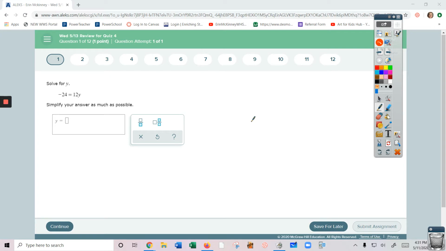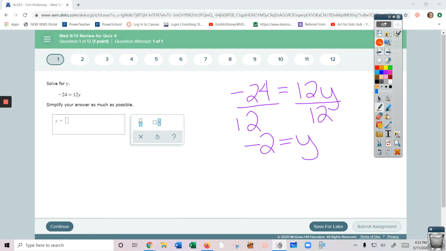If we look at this, negative 24 equals 12y, and we're just going to solve, right? The y is on the right-hand side, and we want to get rid of the 12. That 12 is attached with multiplication, and we undo multiplication with division. So whatever we do to one side, we want to do to the other. And so we'll get negative 2 equals y, or y equals negative 2, and so you would type in negative 2.